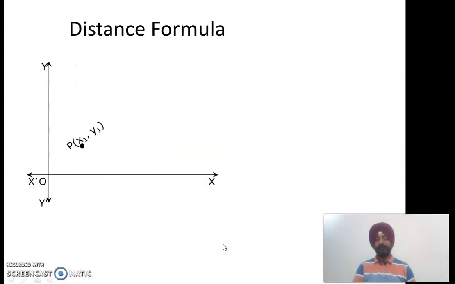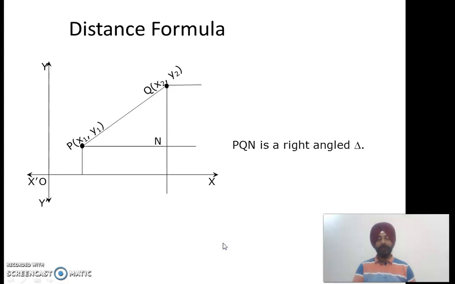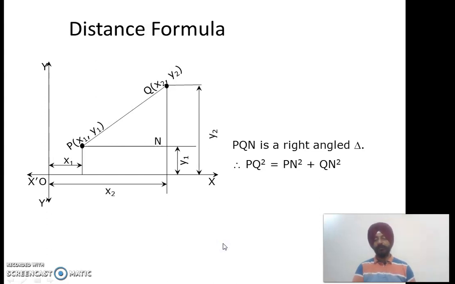Similarly, the distance formula. Let P(x1, y1) and Q(x2, y2) be two points on the XOY plane, and PQN is a right angle triangle. Right angle triangle means the Pythagoras theorem can be applied: PQ square is equal to PN square plus NQ square. Just see, OP is x1, OQ is x2, then this small distance LN is equal to y1 and LQ is equal to y2.